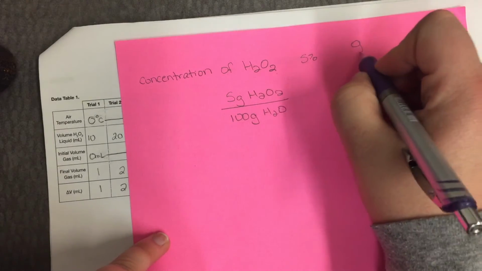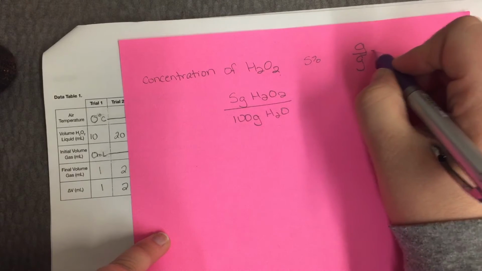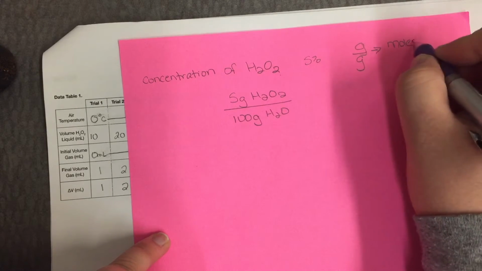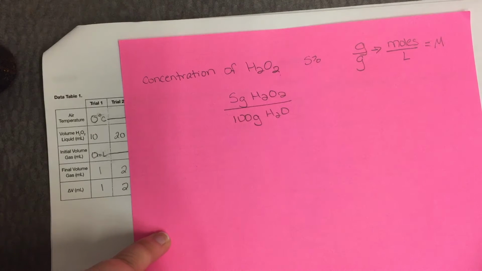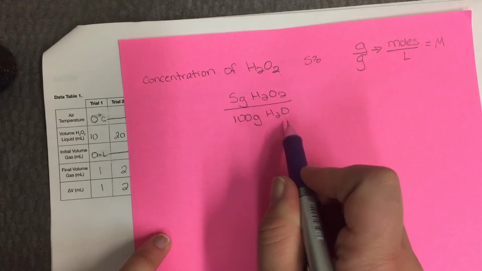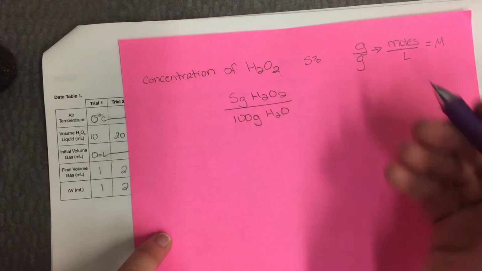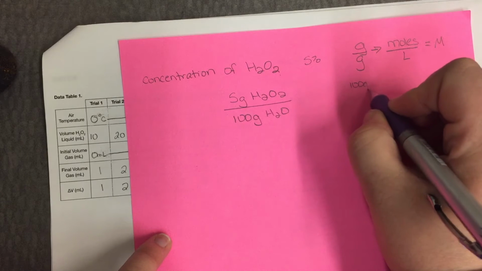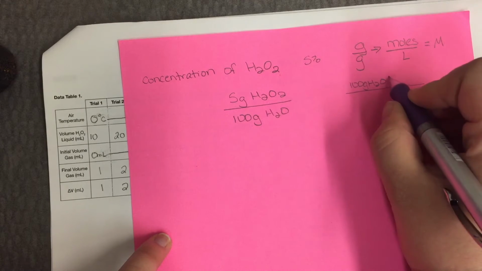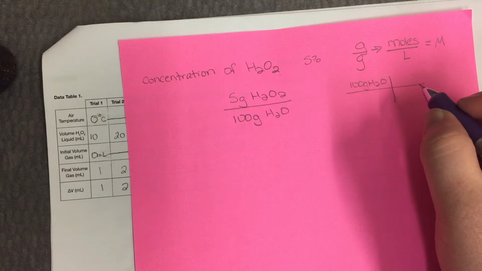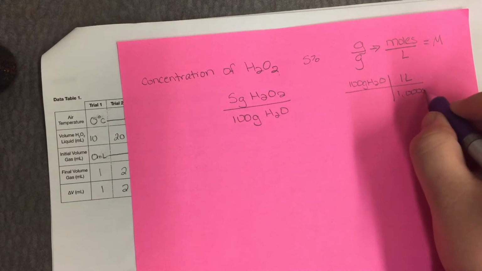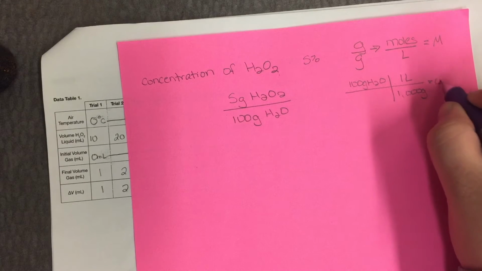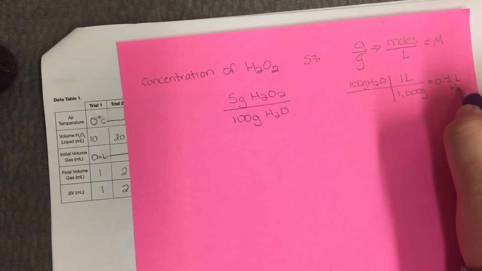So we have to go from grams over grams to moles over liters for concentration, because our concentration is going to be for molarity, which is moles over liters. So the first thing I'm going to do is convert this 100 grams of water to liters of water. So I'm going to have 100 grams of water, and my conversion factor is 1 liter is going to be 1,000 grams. And that's going to come out to be 0.1 liters of water.